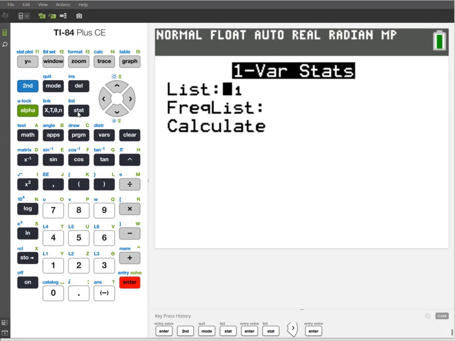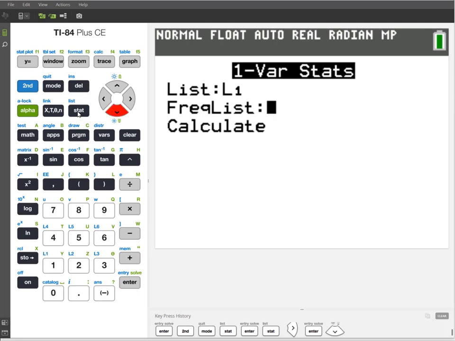So the first menu option that I have here is List, and I want to make sure that that's L1, or in other words, I want to make sure this is the class list. Whichever list you used to represent your classes, that's going to be L1. I already have L1 listed there, so I'm just going to tab down to the next option, which is my frequency list.